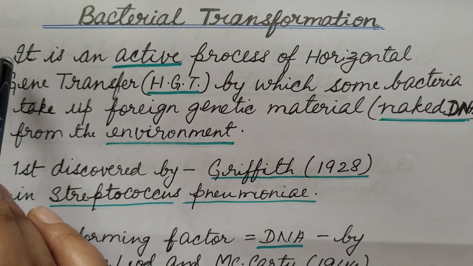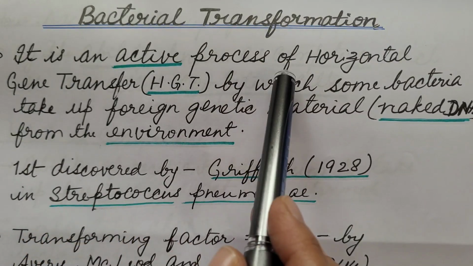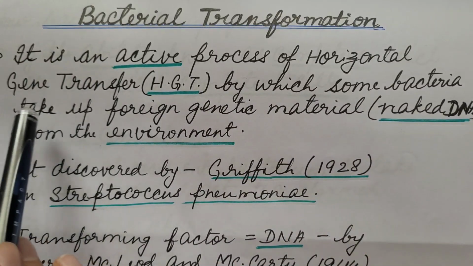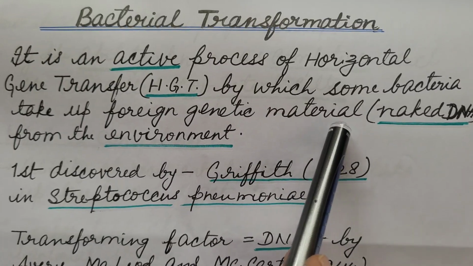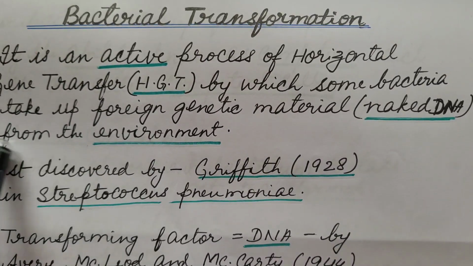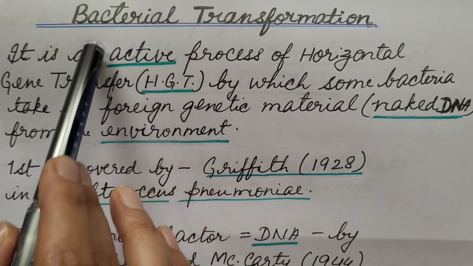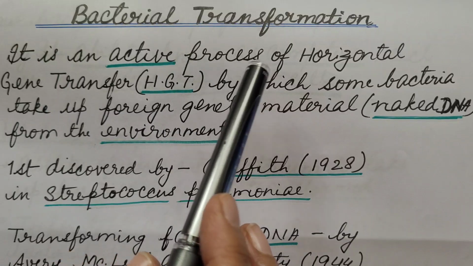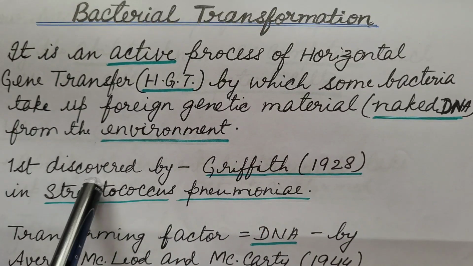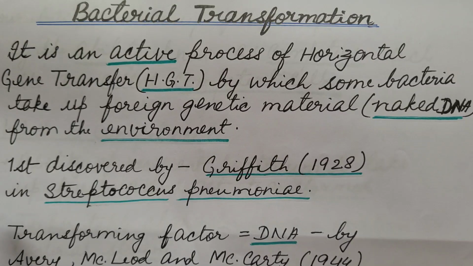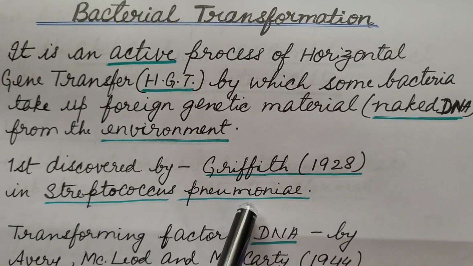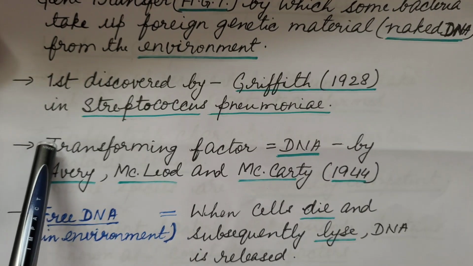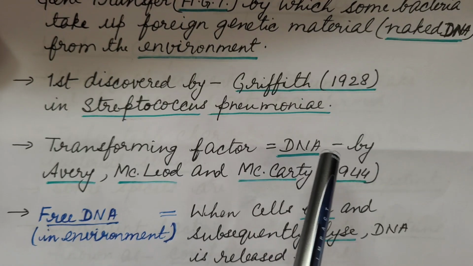What is bacterial transformation? It is an active process of horizontal gene transfer by which some bacteria take up foreign genetic material, that is naked DNA, from the environment. Active process means it requires energy. It is an ATP dependent process. It was first discovered by Griffith in 1928 in Streptococcus pneumoniae. Avery, MacLeod and McCarty in 1944 demonstrated that DNA is the transforming factor.